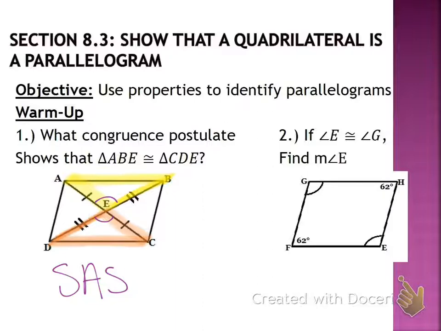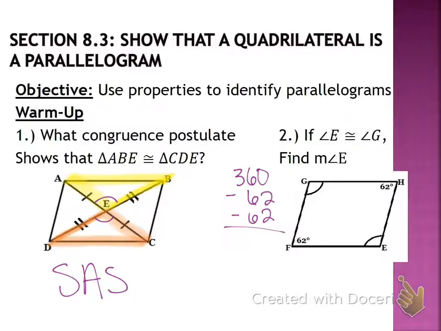Okay. Number 2, if angle E is congruent to angle G, find the measure of angle E. So they did not tell us that this is a parallelogram, so we can't really use that. We do know that it is a quadrilateral because it has 4 sides. So we know all the angles all together should add up to what? 360. So we should start by subtracting off the angles that we do know.